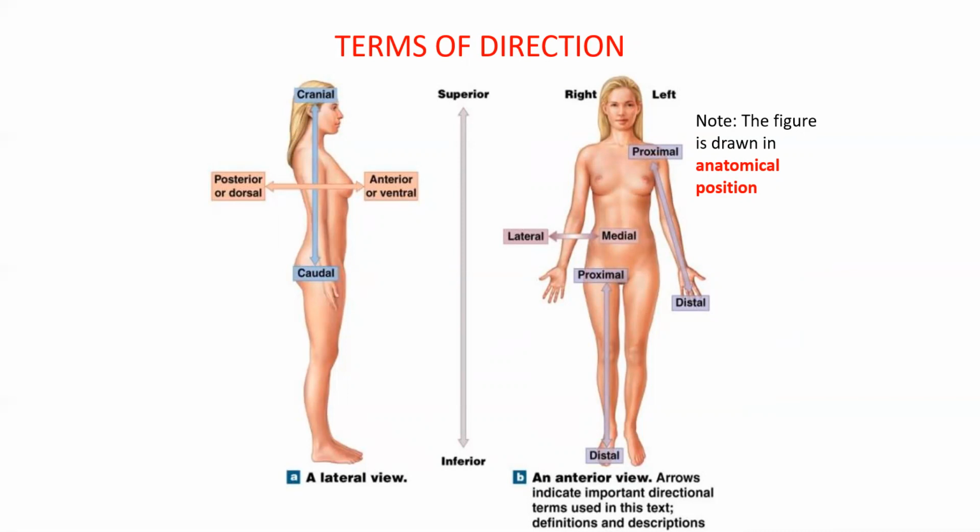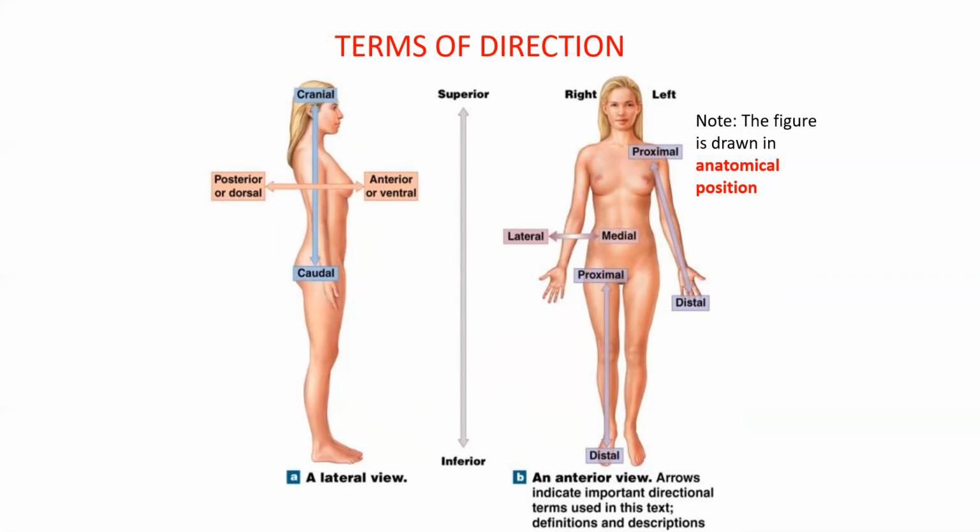Overall, towards the top of the body is referred to as superior, while towards the bottom of the body is known as inferior. This has more utility and use compared to cranial and caudal, which is limited to where the central nervous system is located. Then there is proximal and distal, medial and lateral.